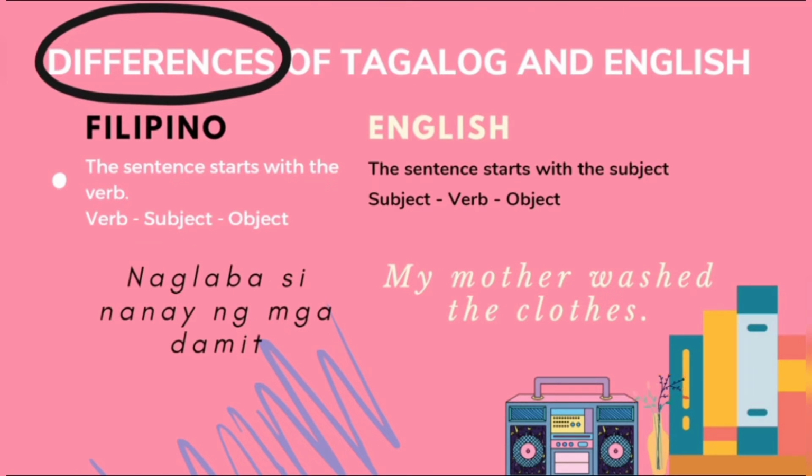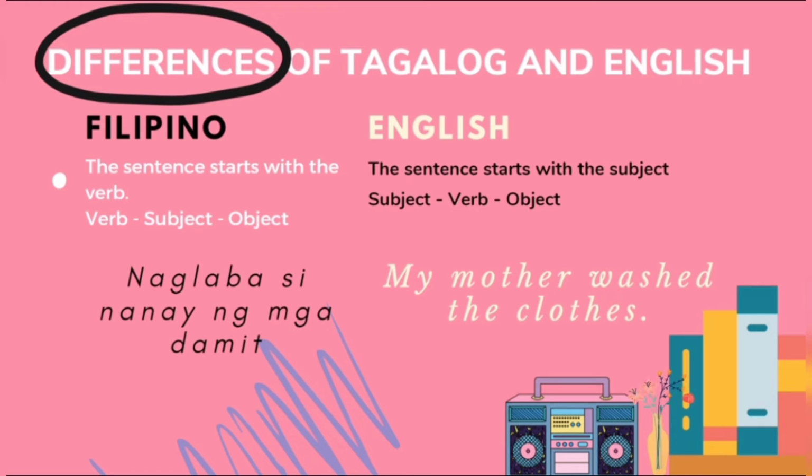Another is that in Filipino, the sentence starts with a verb, while in English, the sentence starts with a subject. The sentence formation in Filipino always starts with a verb, followed by the subject, and then the object. While in English, it's the other way around. They always start with the subject, followed by the verb, and then the object.